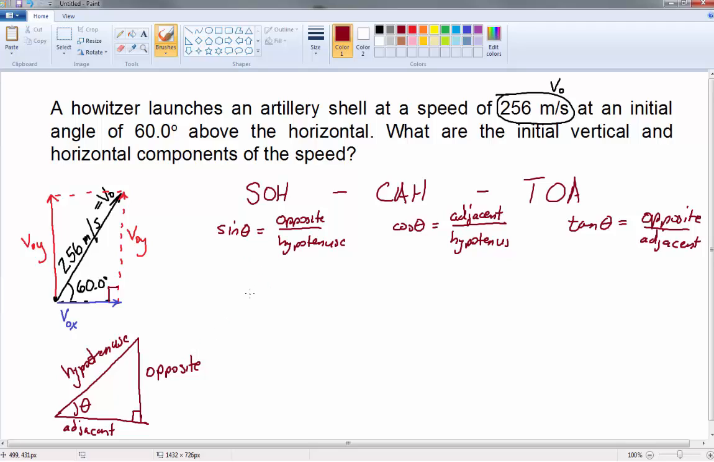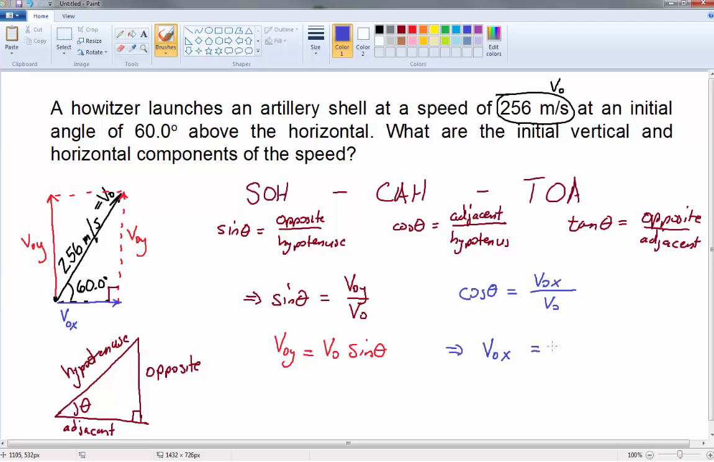And so what this is saying is that the sine of theta, looking over here, would be v0y divided by v0. And so that means v0y is going to be v0 times the sine of theta. In other words, the initial y component is the initial speed times the sine of theta. And in the x component, we have the cosine. Cosine of theta is adjacent, that's v0x, the initial horizontal component of the velocity, divided by the hypotenuse, which is v0. So if you want the initial speed in the x direction, you need the initial speed times the cosine of theta.